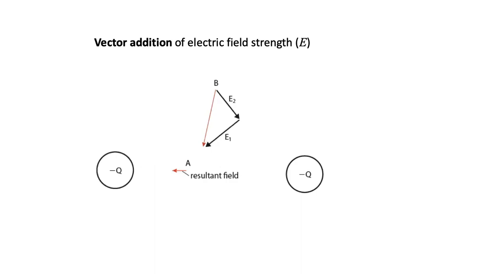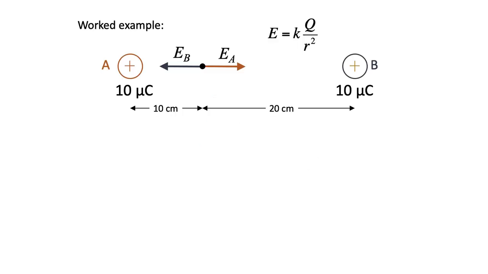So the resultant field strength at A will be over towards the left because it's closer to the left charge, and at B it'll be mostly pointing down, the combined effect of both charges, but also pointing a little bit to the left. And we can do the calculations.